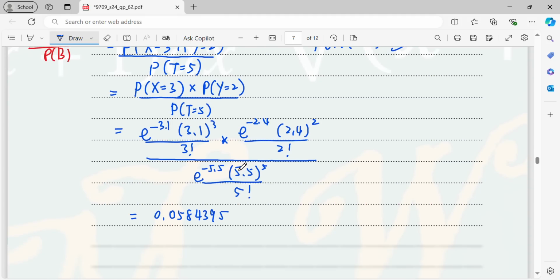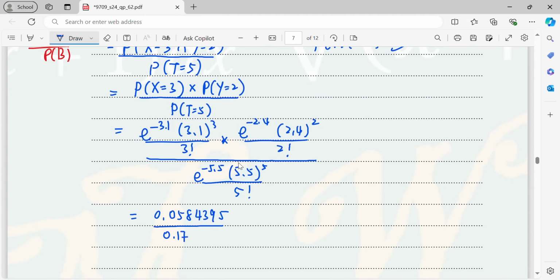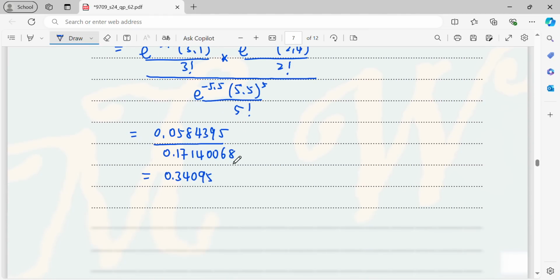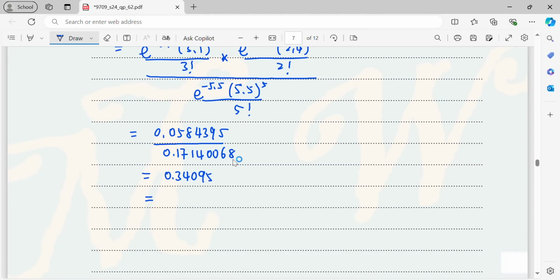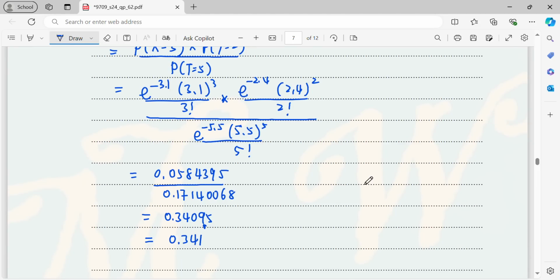So from here, the numerator, if I multiply, it will be 0.0584395. Then the denominator will be 0.17140068. Then now here you will get 0.34095. And now round up to 3 significant figures. So look at the 9 here. So you round up, it will be 0.341. So this is the solution of this question.